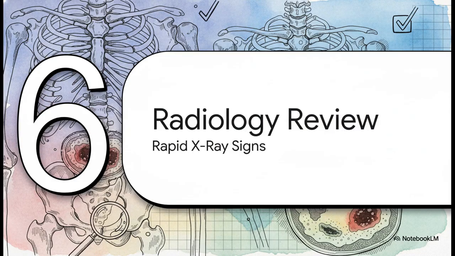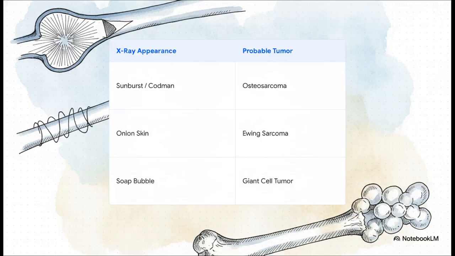Section 6. Radiology Rapid Review. Let's lock in those high-yield visual associations before we go. If you hear sunburst pattern or Codman triangle, your brain should instantly scream osteosarcoma. If a case mentions an onion skin layered periosteal reaction, especially in a kid with a fever, that points directly to Ewing sarcoma. And if you have a young adult with a multiloculated soap bubble lesion at the epiphysis, you are undoubtedly looking at a giant cell tumor.